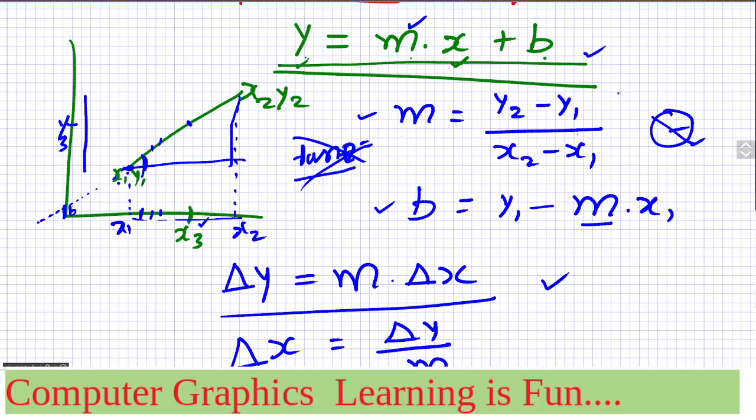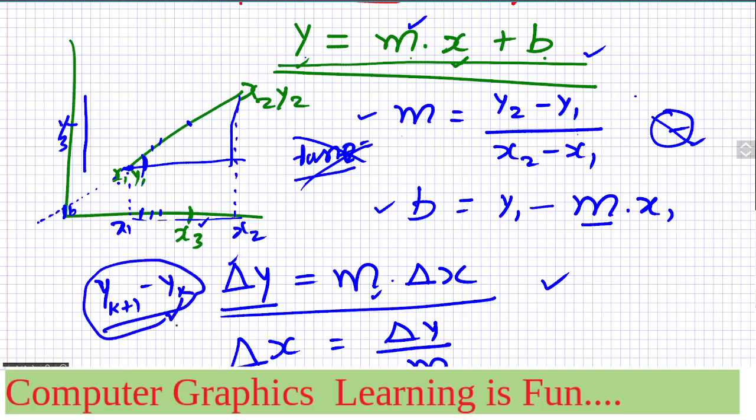This y2 minus y1 can be considered as delta y. Actually, the unit difference is being considered as delta. The unit difference in the x direction is delta x, and the unit difference in the y direction is delta y, but m is always helpful. Here delta y you can assume as y, whatever location it was, yk plus 1 minus yk.